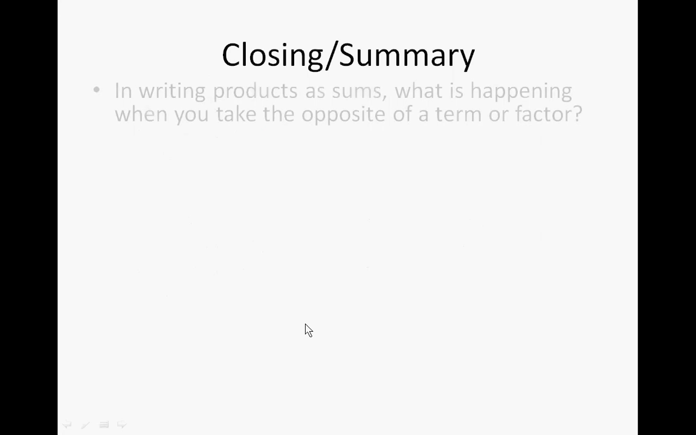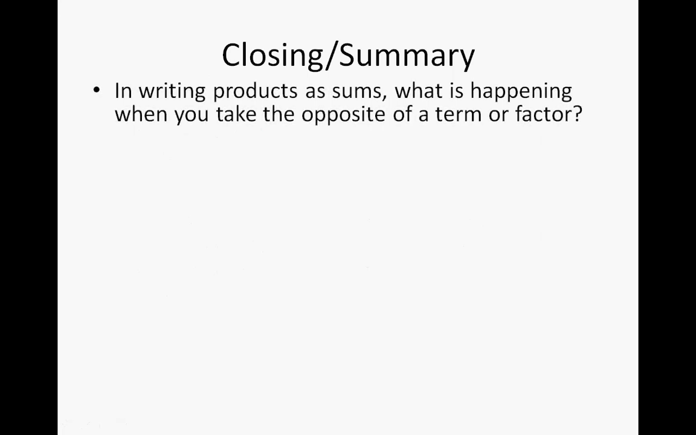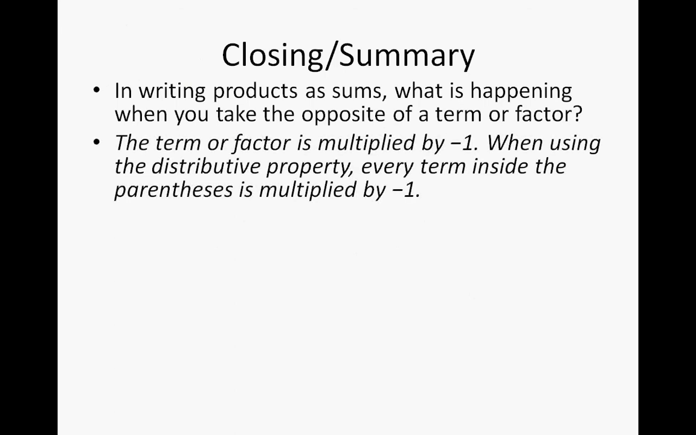All right, so in writing products as sums, what is happening when you take the opposite of a term or a factor? Well, the term or factor is multiplied by negative 1. When using the distributive property, every term inside the parentheses is multiplied by negative 1.